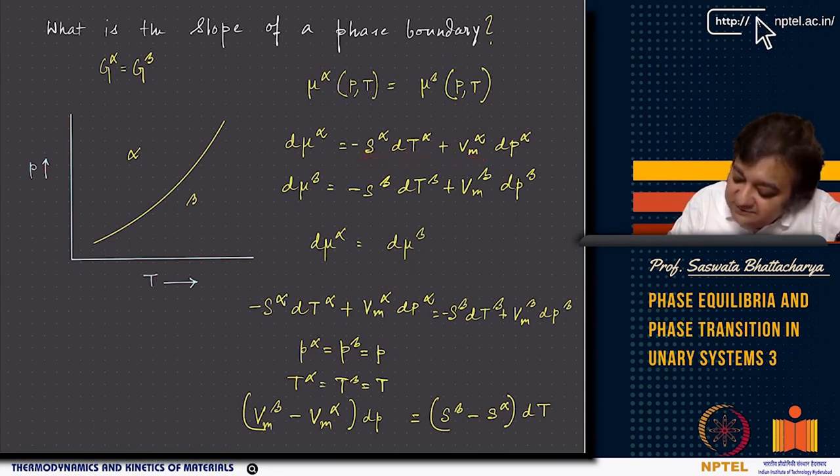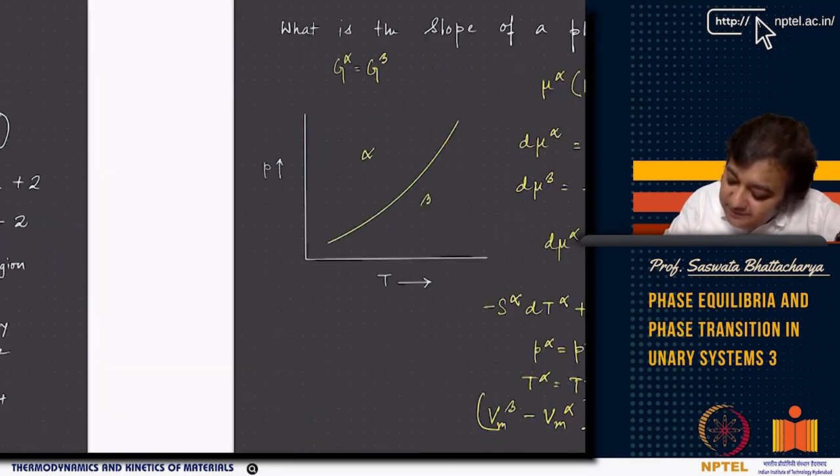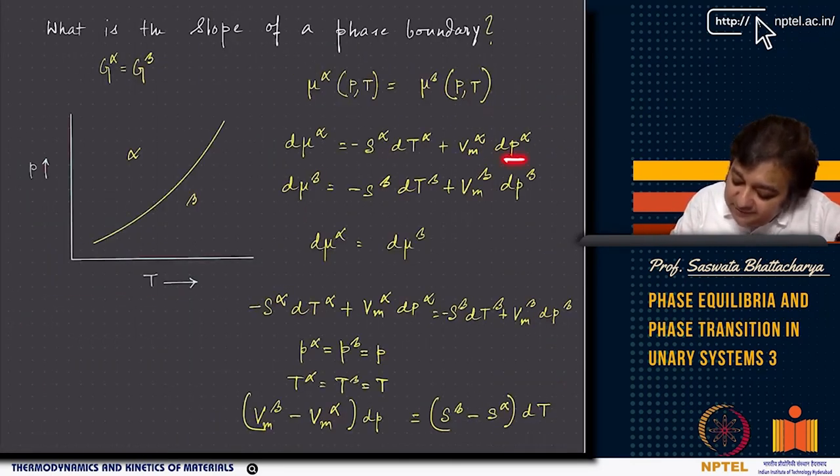So d mu alpha equals minus s alpha dT plus vm alpha dP, right? dg equals minus s dT plus v dP, right? So this is molar volume, this is molar entropy. This is also the molar entropy of beta phase, this is the molar volume of beta phase. This is for alpha phase, and you have dT alpha and dP alpha. Similarly, for beta phase, you have dT beta and dP beta.